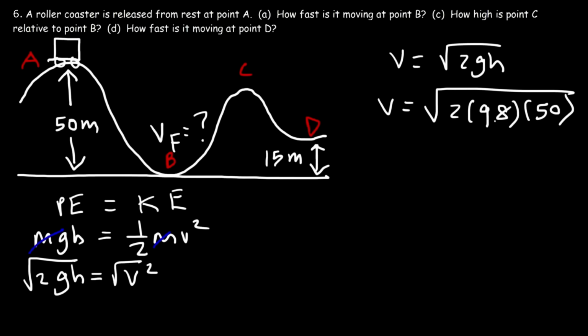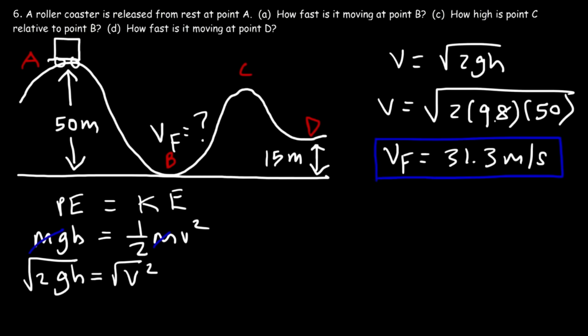So let's go ahead and plug this in. So you should get 31.3 meters per second at point B. So that's how fast the roller coaster is moving at point B if there's no friction in this problem. Now, no friction was mentioned, so we're assuming there's no friction.